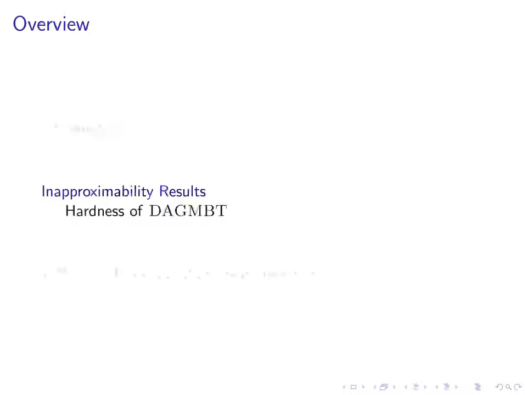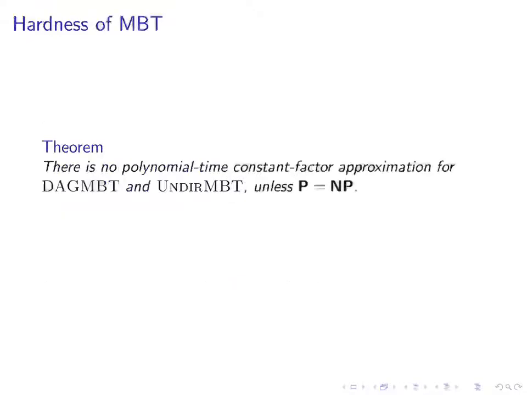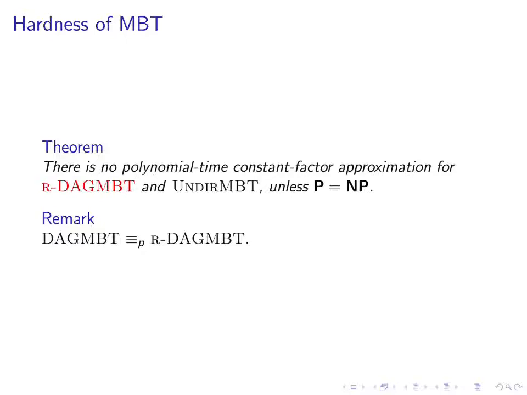So let's start with our inapproximability result. One of our main theorems is there is no polynomial time constant factor approximation for DAG MBT and undirected MBT unless P is NP. In this talk, what I will be focusing on is the hardness of DAG MBT. And we recall that DAG MBT and rooted DAG MBT can be polynomial time reduced to each other. So it suffices to focus on the hardness for rooted DAG MBT.